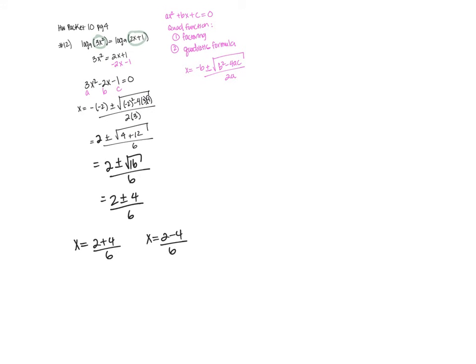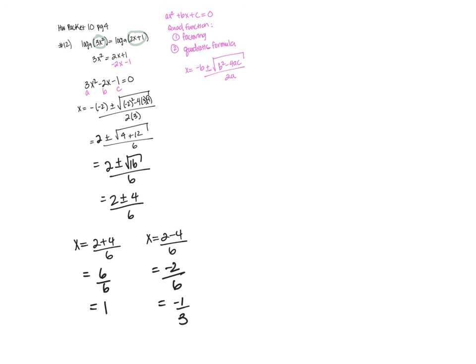So looking at this here, 2 plus 4 gives me 6. 6 over 6 is 1. So x is equal to 1. 2 minus 4 gives me negative 2 over 6, which is negative 1 over 6. I'm sorry, negative 1 over 3.